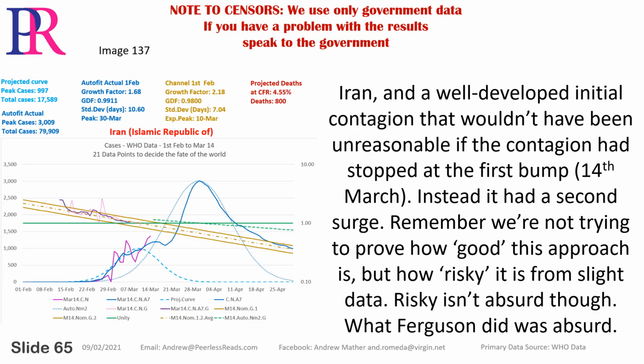Iran, and a well-developed initial contagion that wouldn't have been unreasonable if the contagion had stopped at the first bump, 14th of March. Instead it had a second surge. Remember, we're not trying to prove how good this approach is, but how risky it is from slight data. Risky isn't absurd though. What Ferguson did was absurd.